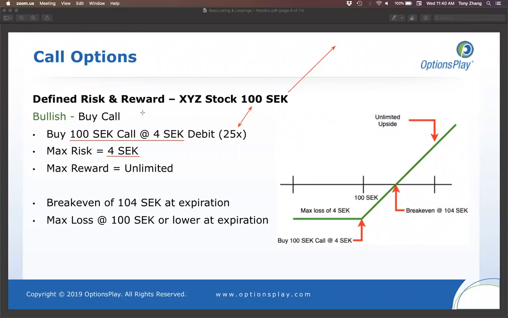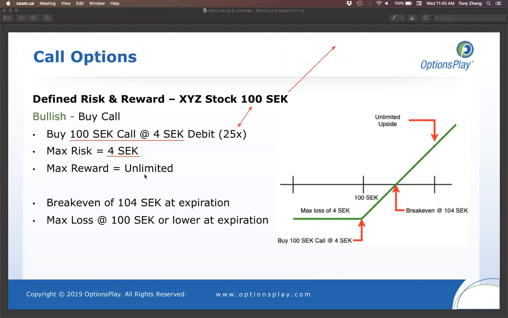No matter what happens, even if the stock goes from 100 crowns to 0 tomorrow, maybe this stock goes bankrupt tomorrow, you still only lose 4 crowns a share. If you had bought the stock, you would lose 100 crowns a share. So the goal here is to help you gain upside while maintaining your downside at a minimum level.